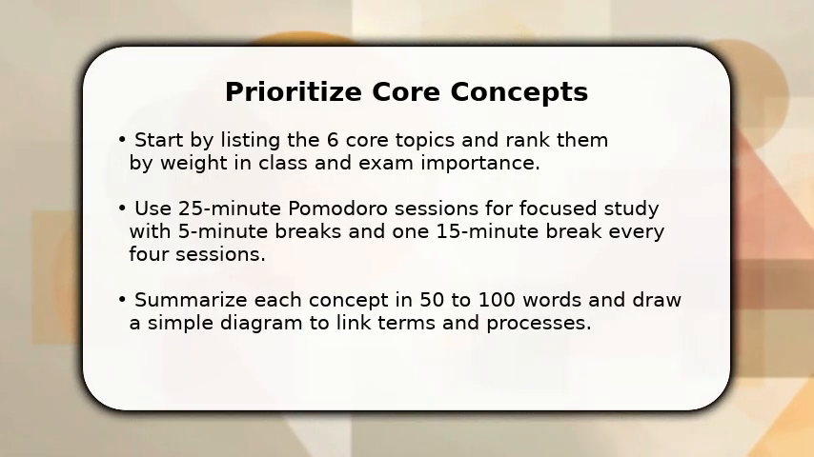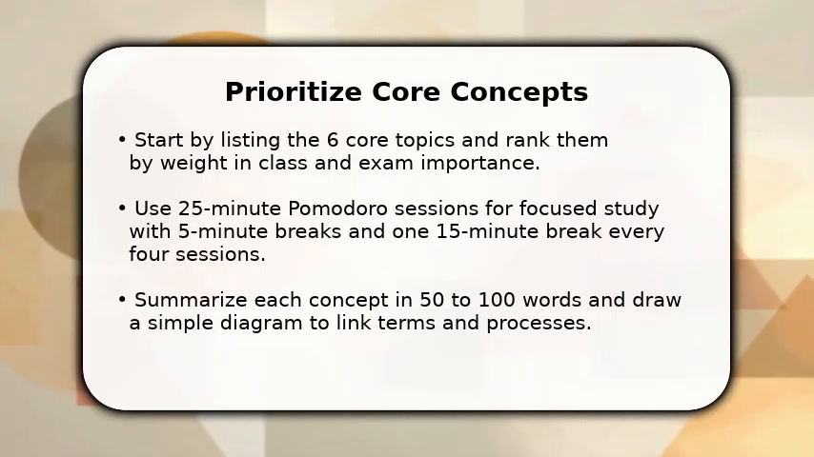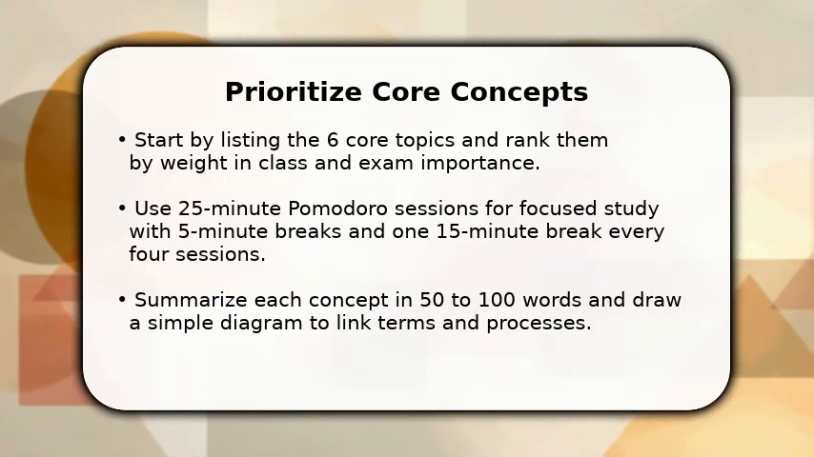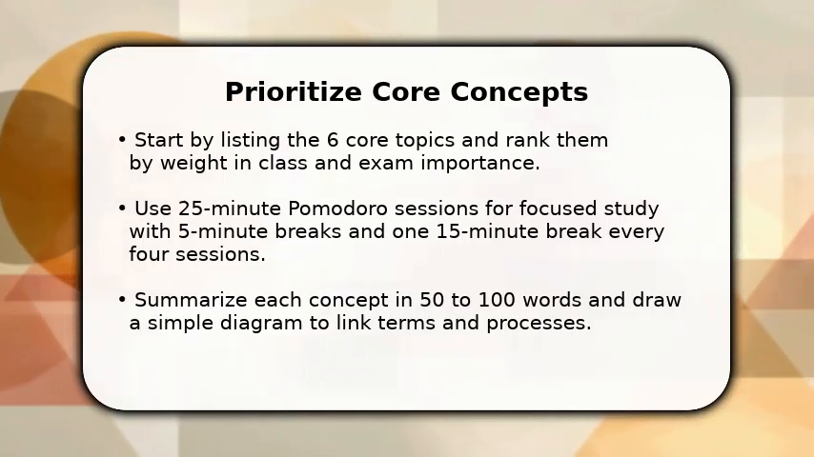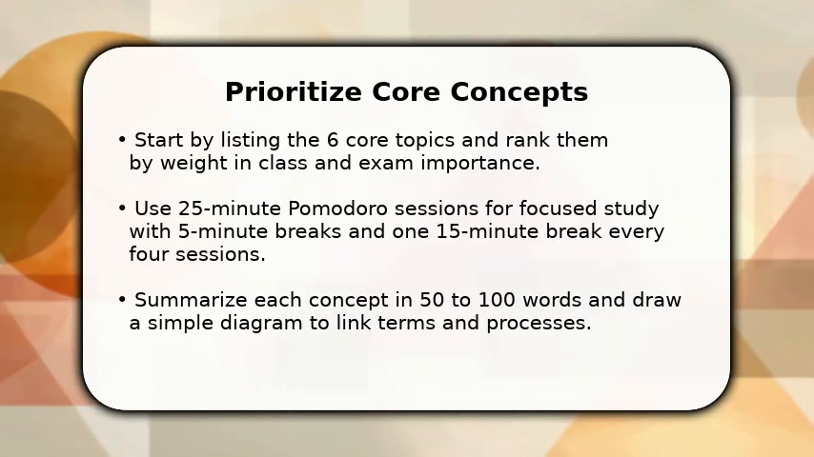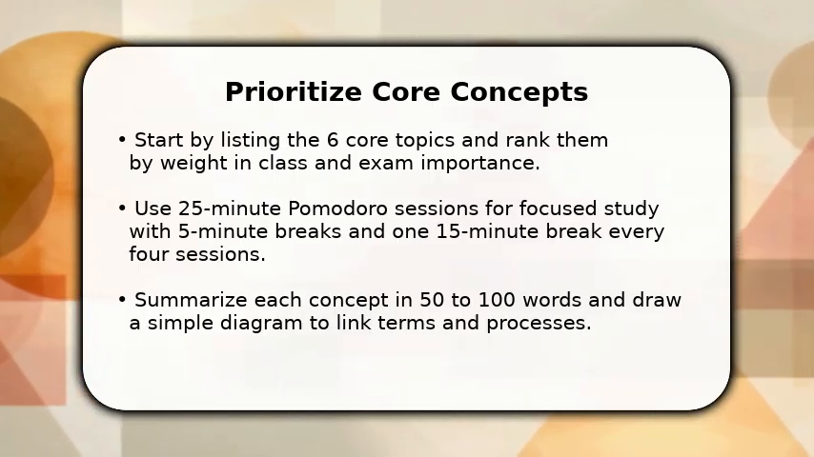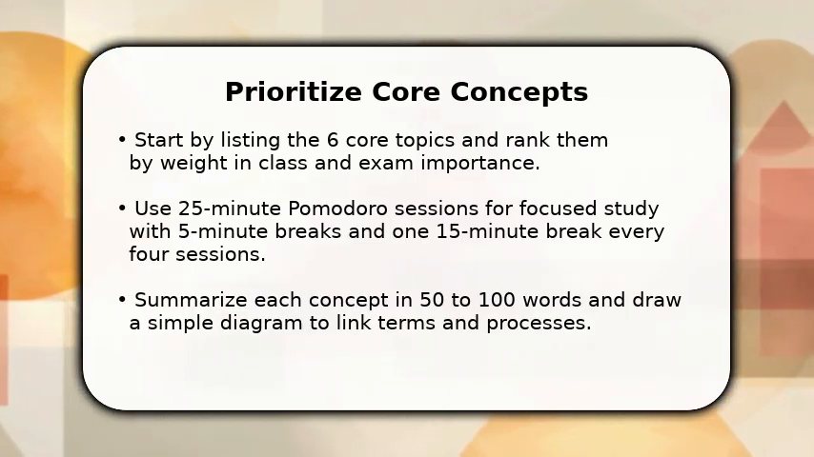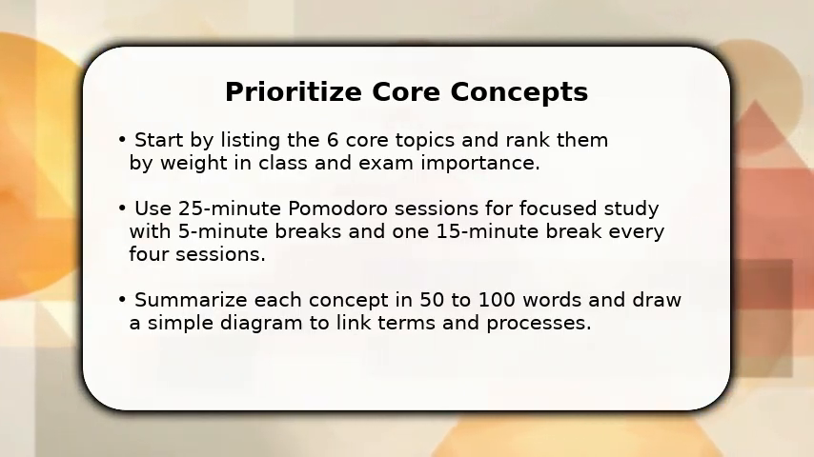Start by listing the 6 core topics and rank them by weight in class and exam importance, so you study highest impact material first. Create a weekly plan allocating more sessions to top-ranked topics and less to review-only items. Use 25-minute Pomodoro sessions for focused study with 5-minute breaks and one 15-minute break every 4 sessions to maintain concentration.